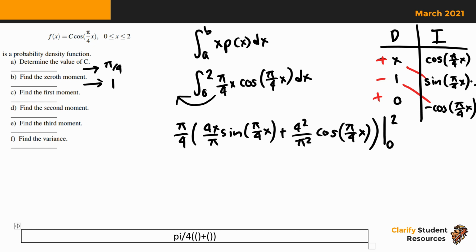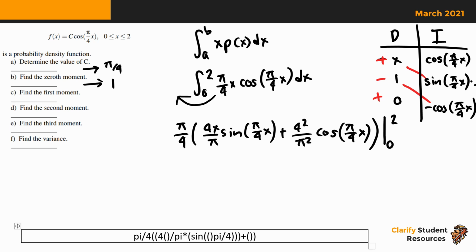And then now I'm going to have 4x over pi, so it's going to be 4 blank over pi. And then I'm going to multiply this by, again, a sine pi over 4. So I'll write sine pi over 4, and then again I'm going to multiply it by a blank because that's where the x is going to be.